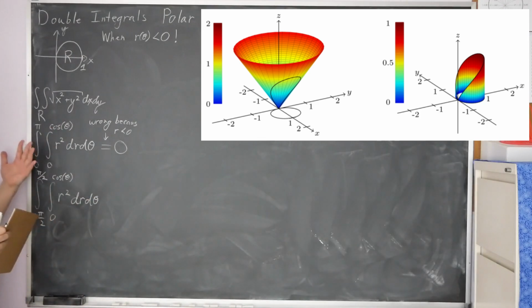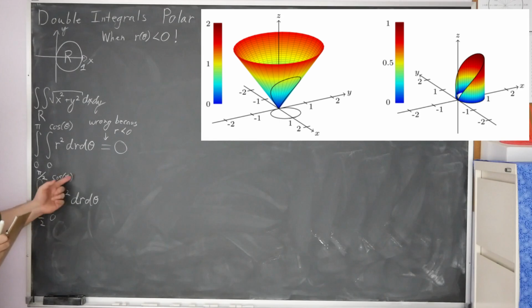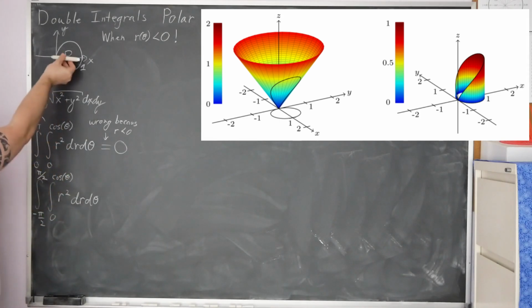So an alternative is, if we want to keep r positive the whole time, and we're looking at r of theta equals cosine theta, instead of going from 0 to pi, which did this: positive, decreasing, r is less and less and less, finally you get to pi over 2, you're at 0, and then you have negative, and you go to pi, and you're at negative 1.